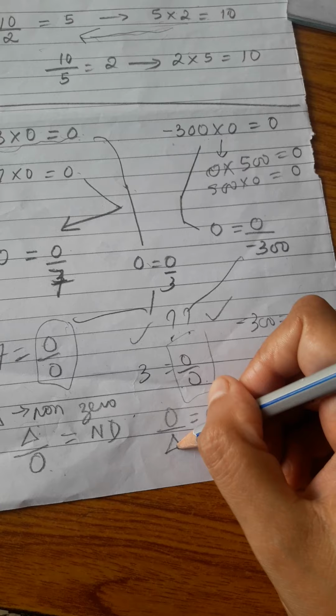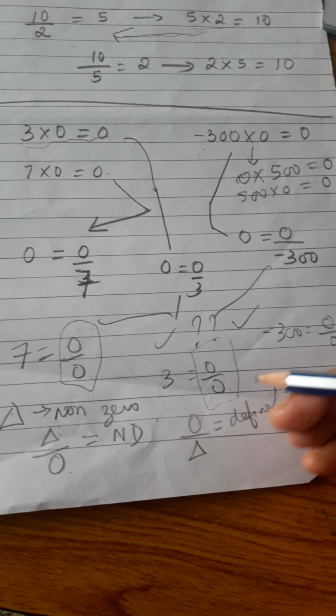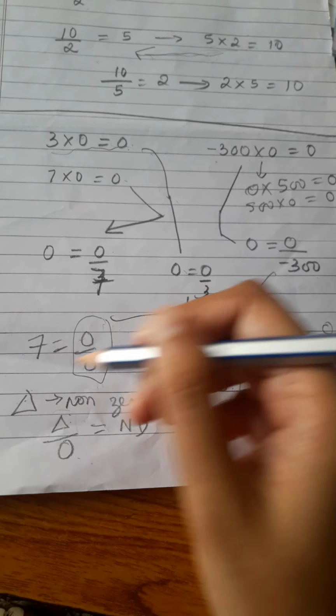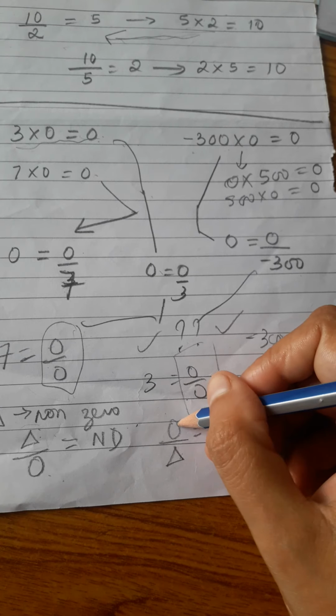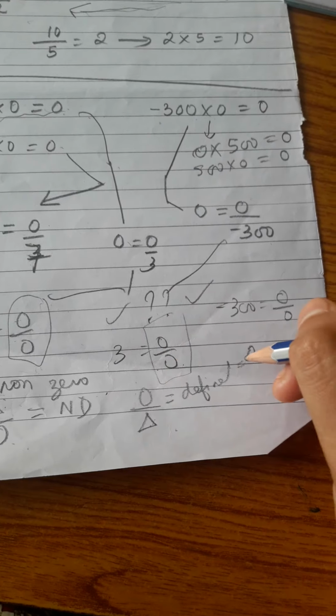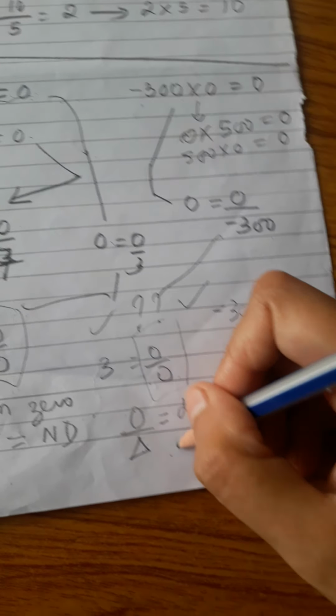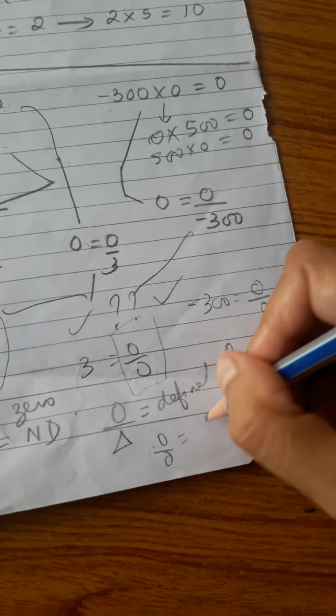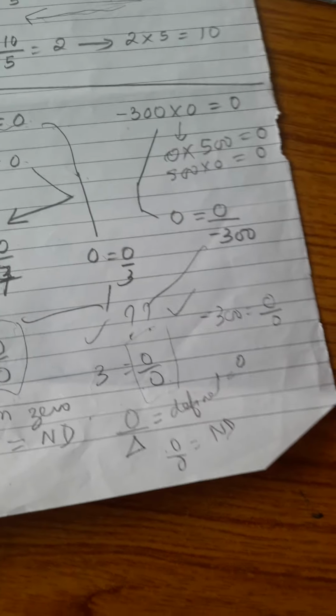0 by any non-zero, because this is a non-zero entity, right? So I've taken this as a symbol for my non-zero entity. So 0 by non-zero is defined and is equal to 0. 0 by any non-zero is equal to 0. And 0 by 0 is not defined. I hope this helps.